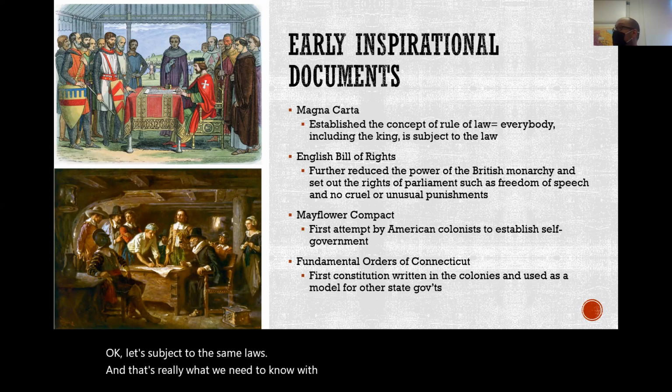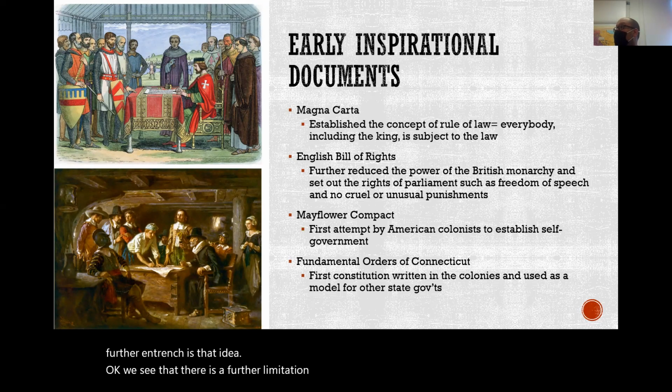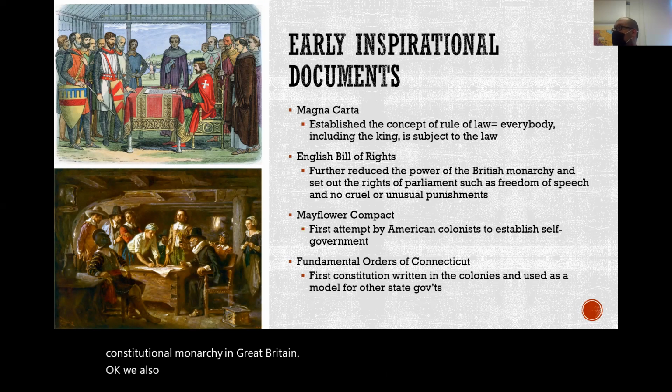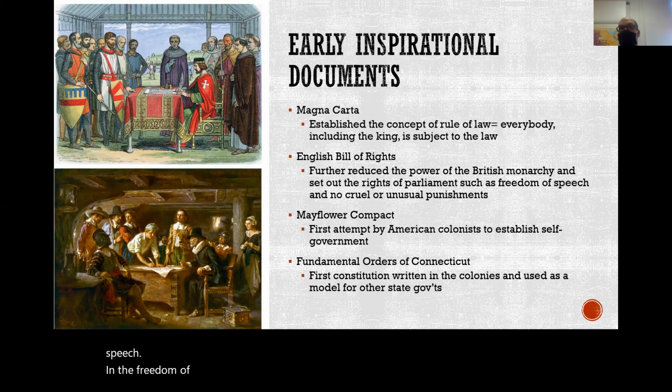With the English Bill of Rights, this further entrenches that idea. We see a further limitation on the power of the king. We get a creation of a constitutional monarchy in Great Britain. And we also see some ideas starting to form that there are certain things that should be given to the citizens of a country: certain rights, certain freedoms. These included freedom of speech and freedom from cruel or unusual punishments. But that really just applied to the people that were in the government.